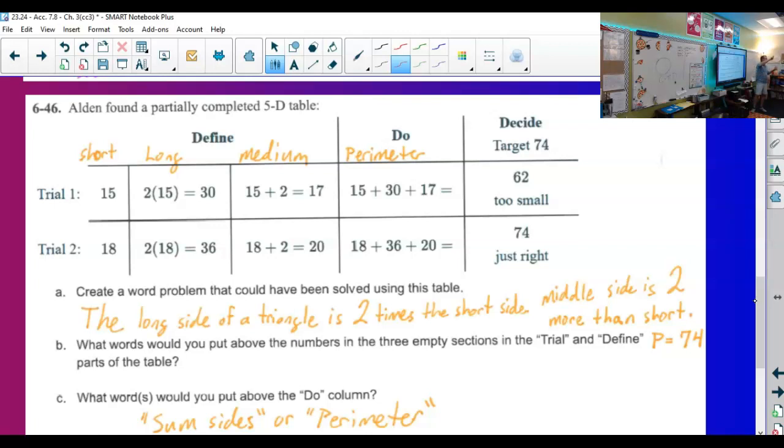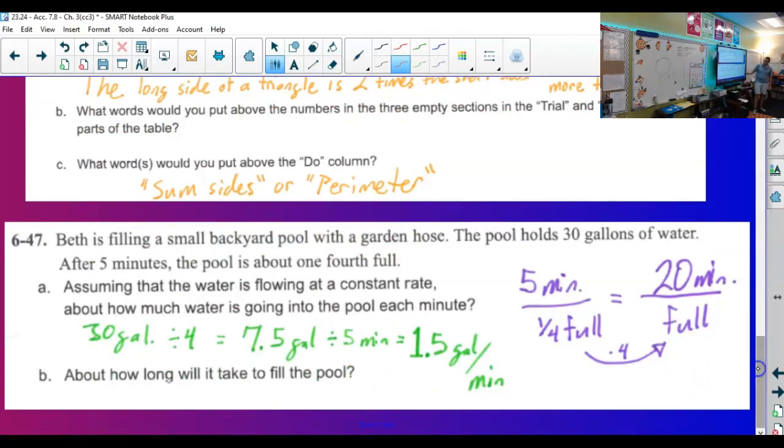So that's the 5D process according to CPM: define, do, decide. There's a couple other D's. We don't really need to use it because quite frankly, honestly, it's a waste of time. If we use equations, we can much more quickly get to this point. And then the pool. Beth's pool, she's trying to fill it up.